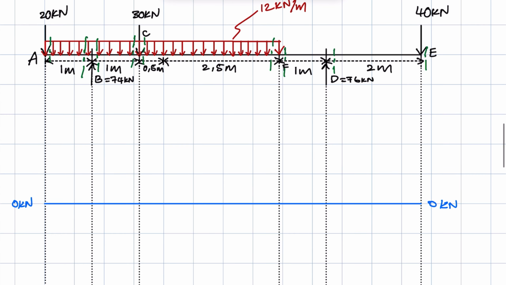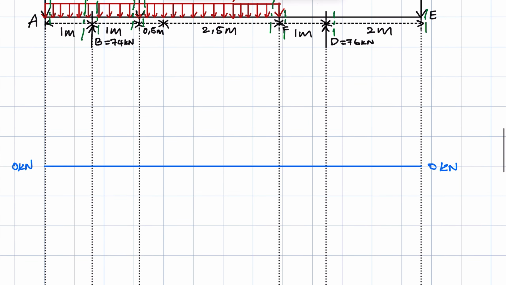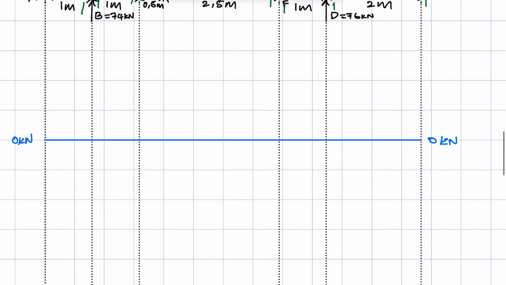Now we're going to consider the sum of forces on the left of each section. If you look at the section at A, we're going to consider forces on the left of that section. So the only force to consider is the negative 20 kilonewtons. Since it's headed downward, we're going to take it as negative. So we have the negative 20 kilonewtons.